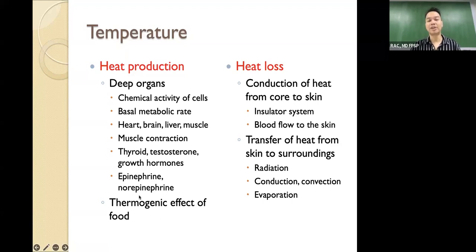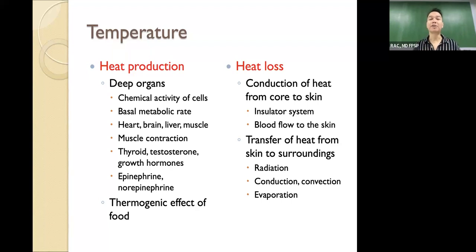Now, we also have the thermogenic effect of food. If we recall, whenever ATP is broken down, heat is liberated. During the chemical breakdown of food within the cells, ATP is utilized. So whenever foodstuffs are broken down chemically within the cells and we use ATP, then heat is liberated. So that's the thermogenic effect of food, and that's how we produce core temperature.